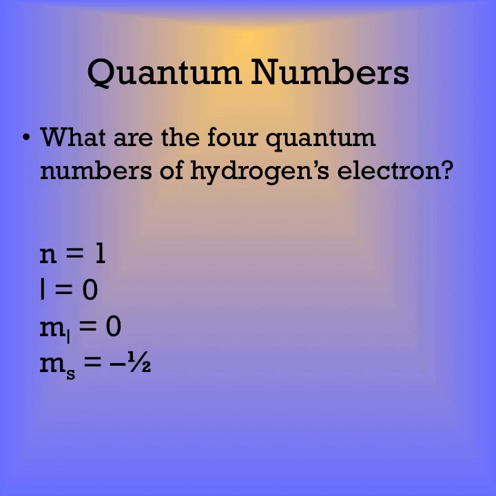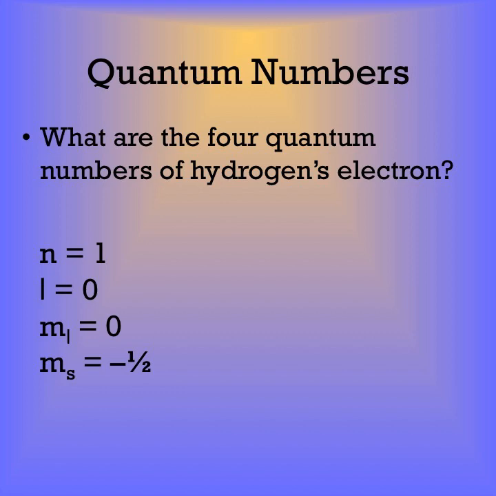Have we filled L equals 0 with its maximum number of electrons? Your answer should be no. We have a negative 1/2 spinning electron and an M sub L of 0 within the L equals 0 pathway. So for the fourth electron of boron, N equals 2, L equals 0. Because L equals 0, M sub L will also be 0, and M sub S will be positive 1/2.